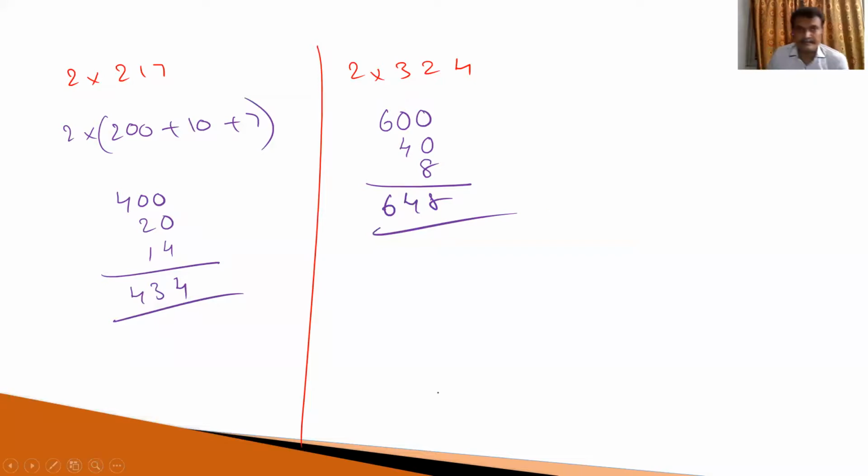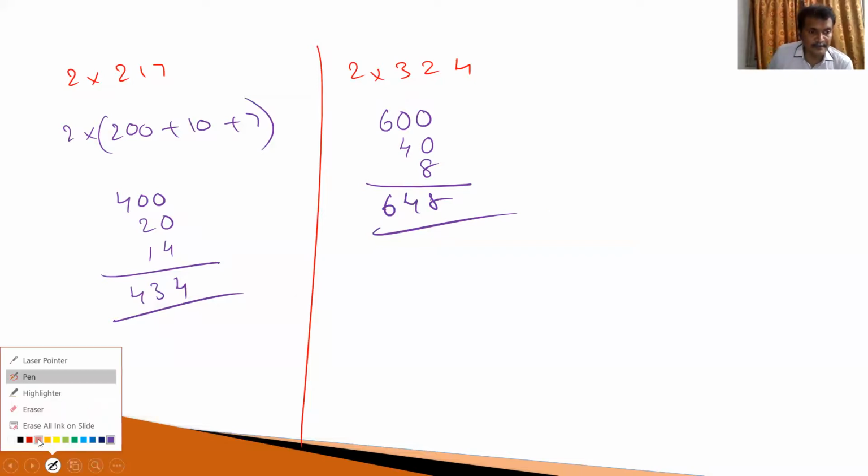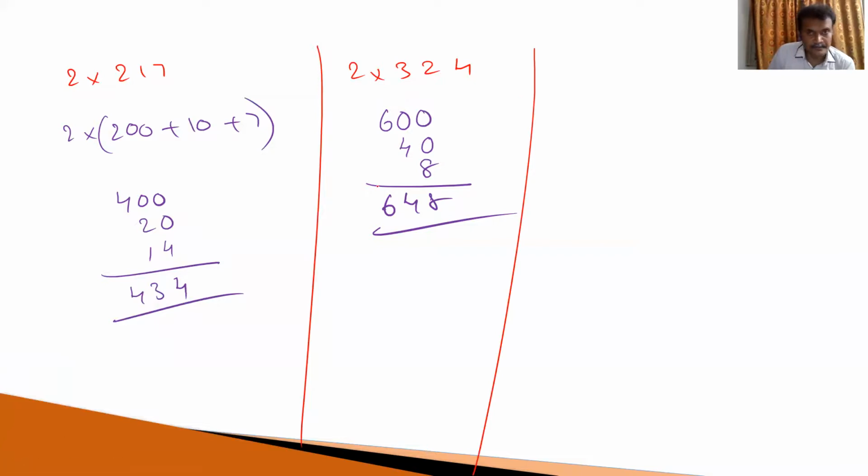648 is the answer. Okay. Now, 2 times 436. What is the answer? So what happened here?